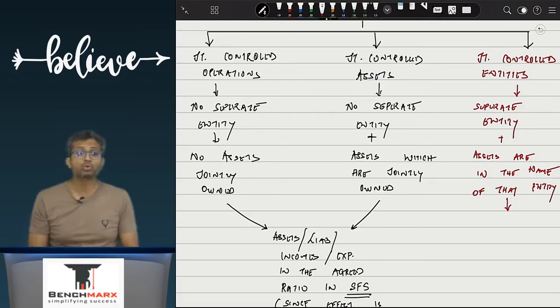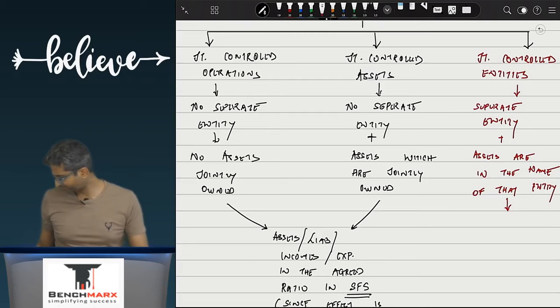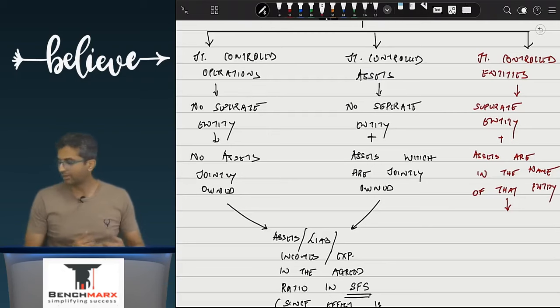A way out would be to follow what is called the proportionate consolidation method. What do you mean by proportionate consolidation? We say that with a jointly controlled asset, what would we do? We would have taken 5 lakhs proportionately. In a similar way over here, we will also take this 5 lakhs of assets. Do we understand this?